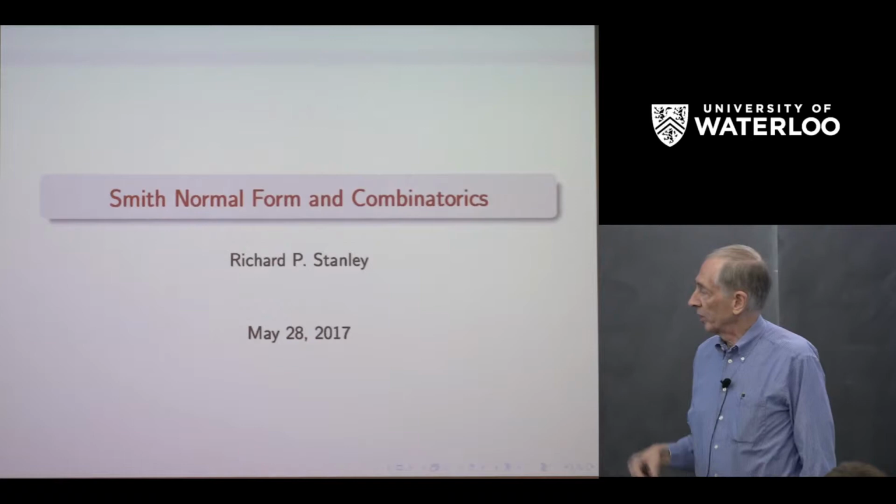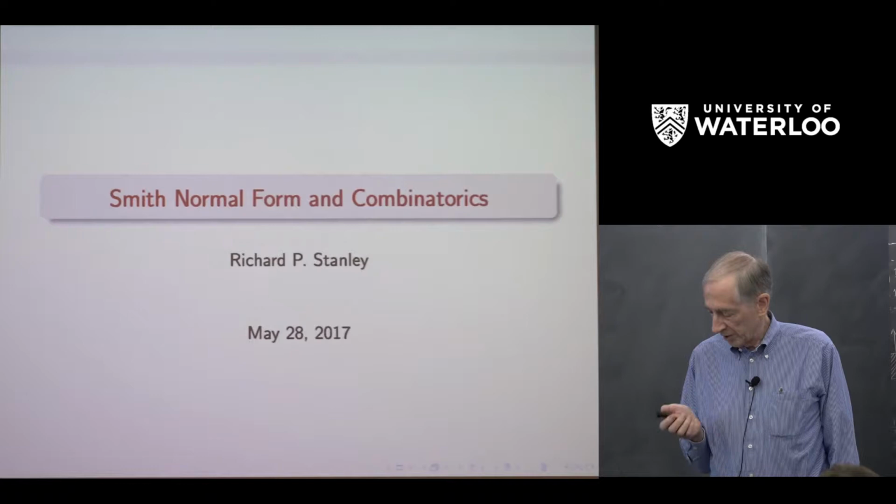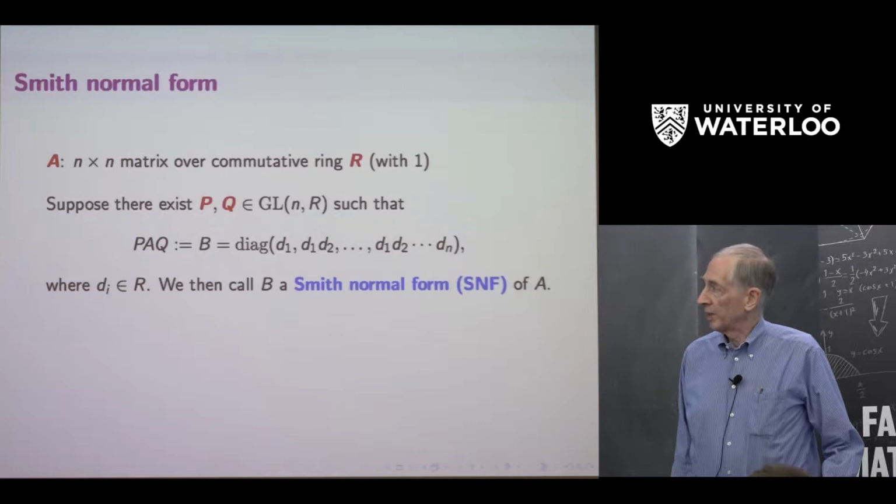And I'm going to talk about this connection between linear algebra and combinatorics, a Smith normal form of certain matrices and the combinatorial significance of this. So let me first define Smith normal form.